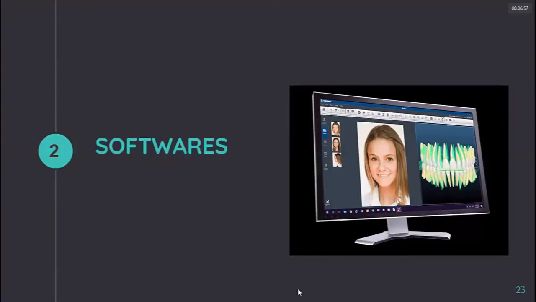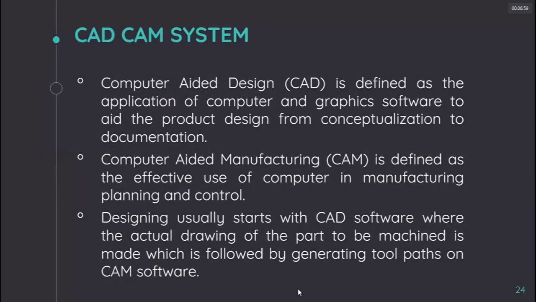Now, software. CAD/CAM system. Computer-aided design is defined as the application of computer and graphic software to aid the product design from conceptualization to documentation. Computer-aided manufacturing is defined as the effective use of computer in manufacturing, the planning and controlling.